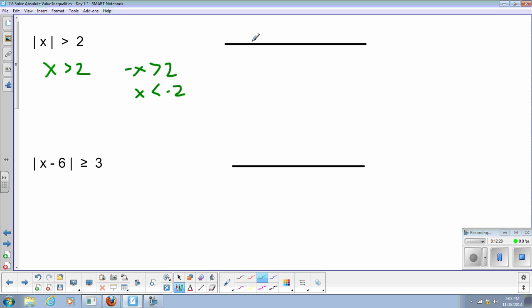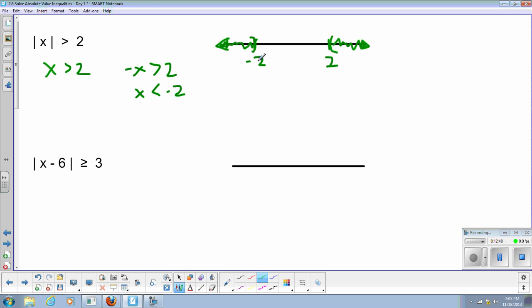Okay, so in order to work here, I'm going to put my numbers on my number line. I have -2 here, and I have +2 here. If I shade these, I have x is greater than 2, parenthesis, shading to the right. -2, x is less than -2, and shading to the left.